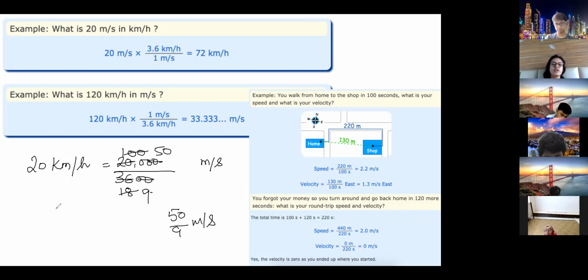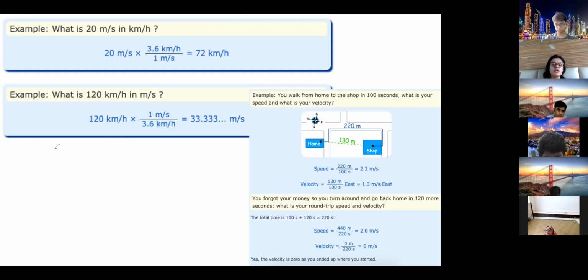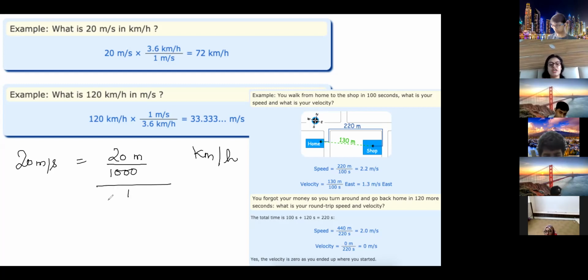Now if you have to do the reverse, that means convert the opposite way: 20 meter per second, I have to convert it into kilometer per hour. Now to convert 20 meters into kilometers, what have I told you? You will have to divide by 1000, not multiply. And for 1 second, you have to divide by 3600.